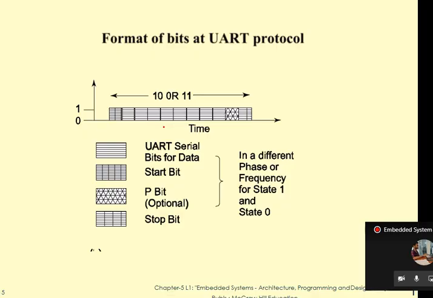So this is the format of the bits in the UART protocol. A protocol, I told you, is nothing but a set of rules I'm going to make in order to transfer or receive the data. So if you see here, if I'm sending 8-bit data, I'm going to send it as 10 or 11 bits. So what are those additional 3 bits or 2 bits? 2 bits will surely be there. That is nothing but the start bit as well as the stop bit. And if it is 11 bits, one more bit is used for the parity bit.